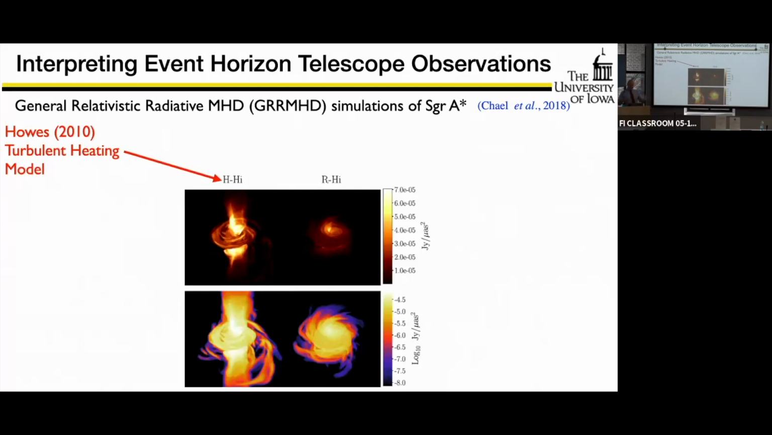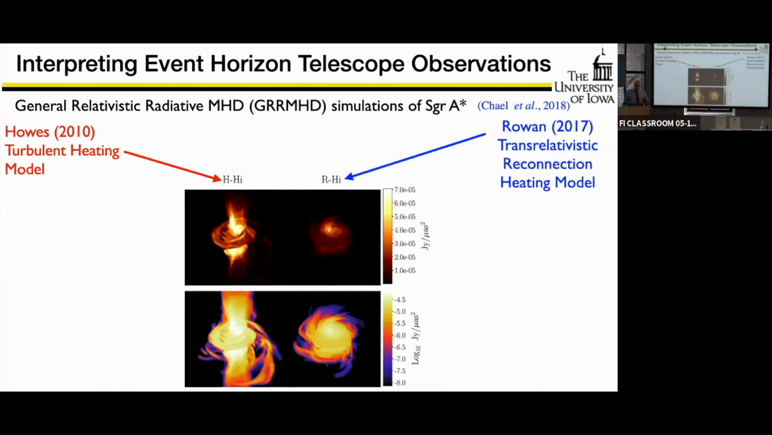On the left side, they've used a turbulent heating model that I developed back in 2010, which is basically trying to look at the dissipation of a large turbulent cascade. And on the right is a heating prescription developed based on the physics of transrelativistic magnetic reconnection. As you can see, there's a dramatic difference between these simulated emissions. This is what you would see, the light emitted from it, if you could resolve that system.